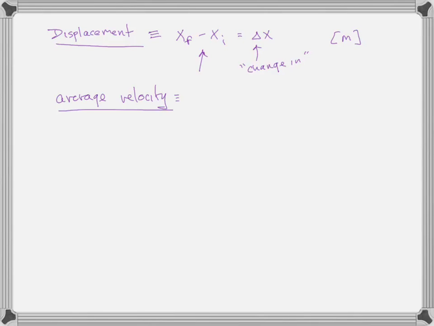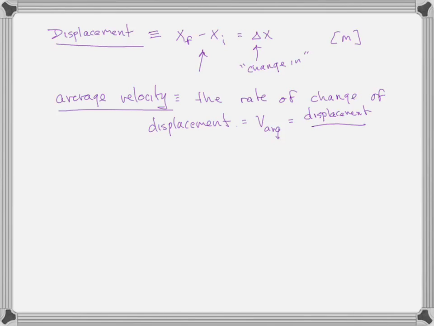Average velocity is defined as the rate of change of displacement, often denoted as just V average, and it is simply the rate of change of displacement, so that must mean that it is displacement over time elapsed. Right, time elapsed. Now, I have to be a little bit careful about the time variable.